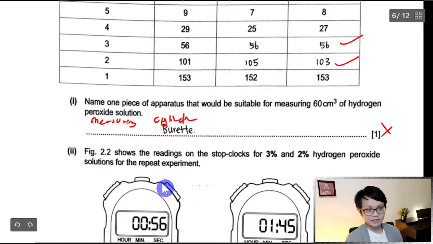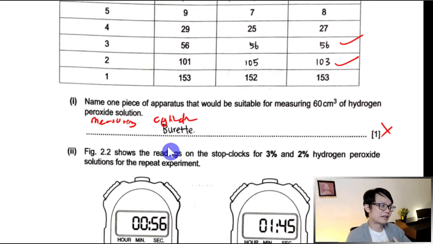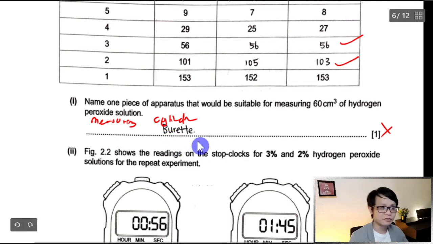But a burette also actually is correct. So I don't know whether the examiner wants to give correct or not, because the marking scheme just writes measuring cylinder. But it makes more sense because this is not a neutralization process. There is no need to use a burette.